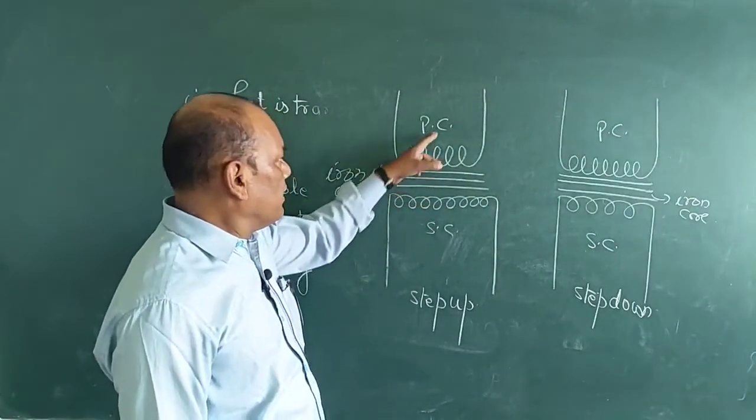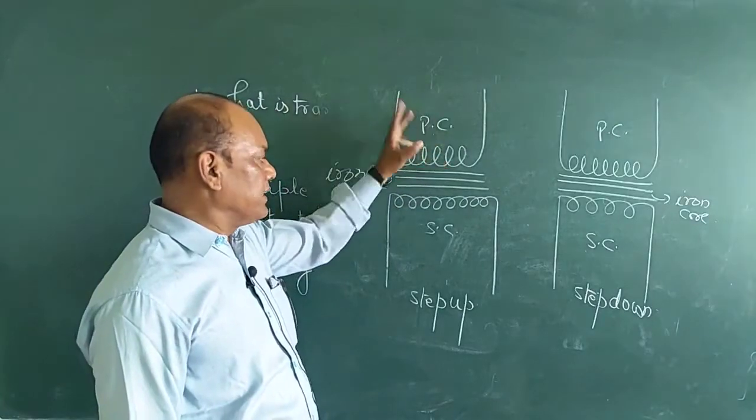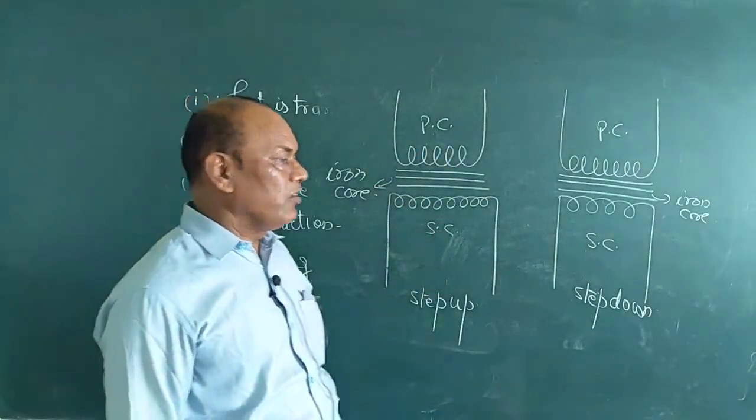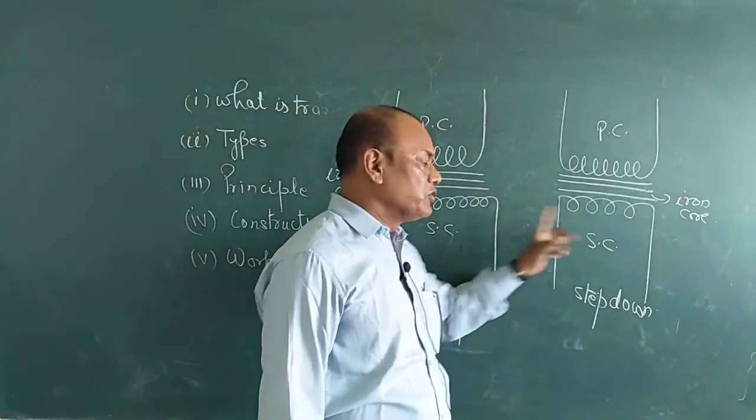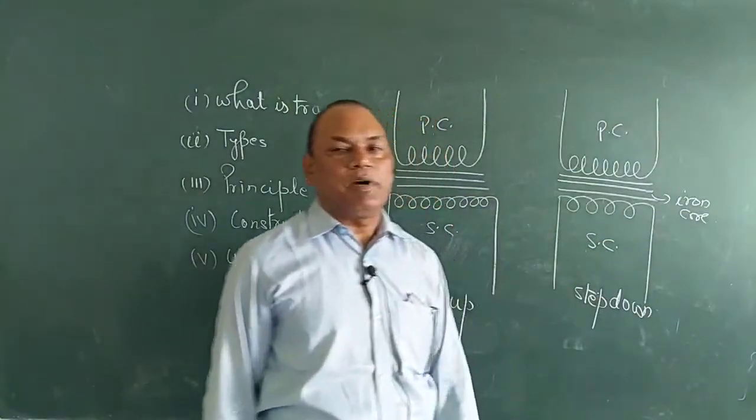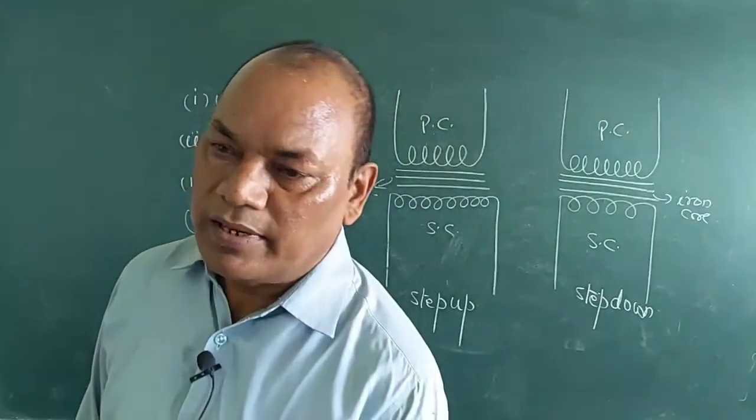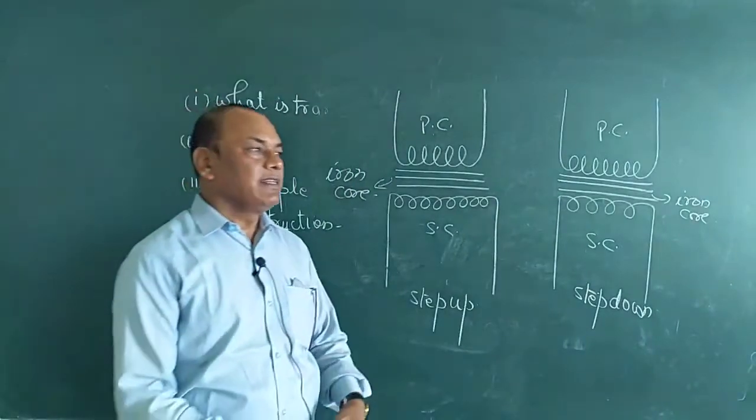Now here the number of turns in the primary coil is less than the number of turns in the secondary coil, and here it is just the opposite. So these are the symbols of step-up and step-down transformers that are generally used in the circuit.